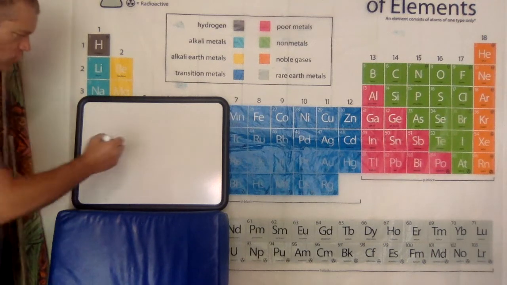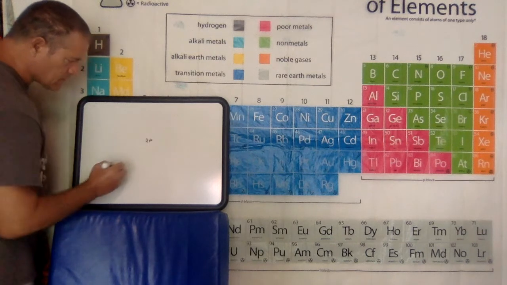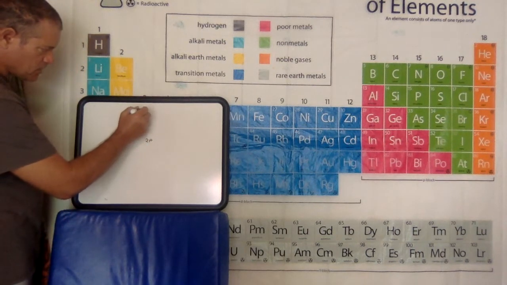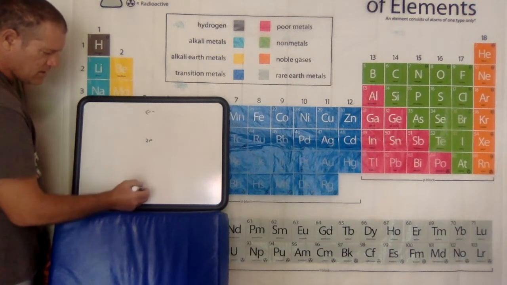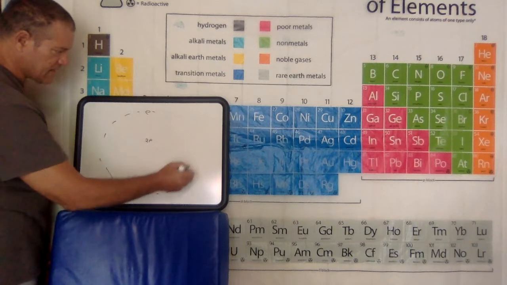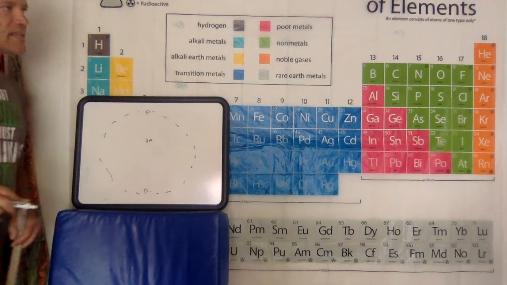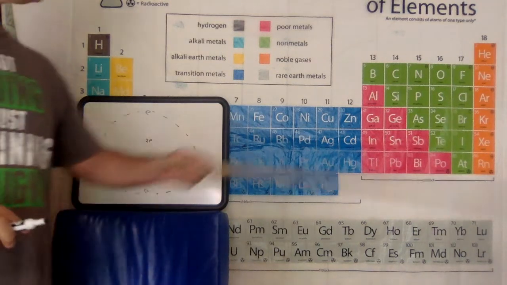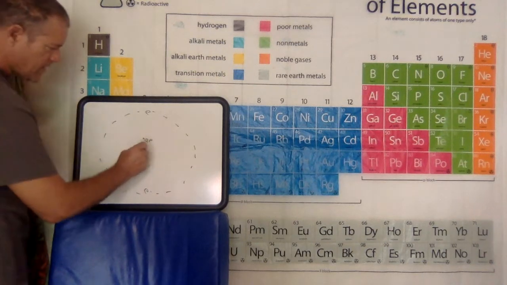So atom number 2 has 2 protons. And it has 2 electrons. Now the electrons are negative, so I'm going to stick 1 there and 1 down there. They kind of spread out a little bit because they're negative, you know, and that's a helium. Now helium normally has 2 neutrons, which I'll put right here. I'll just put a 2 in.